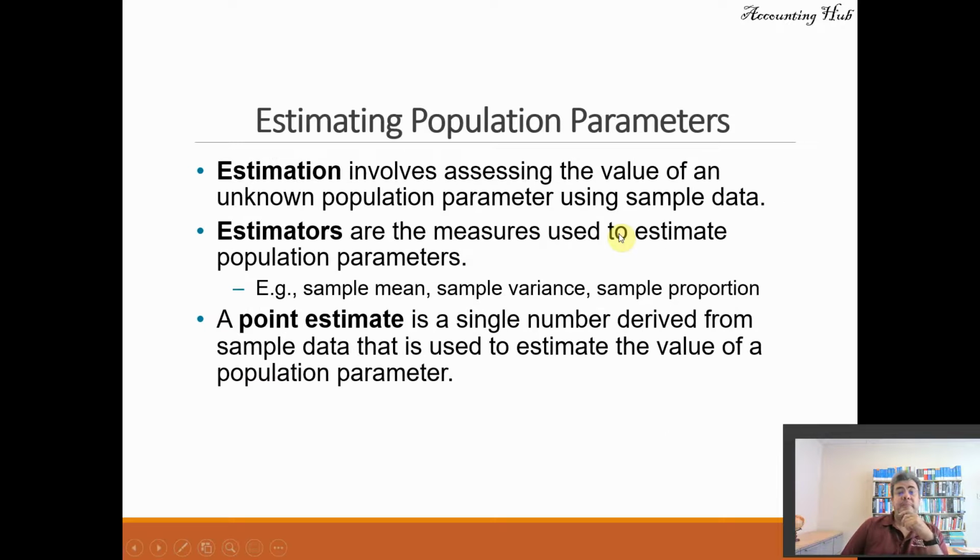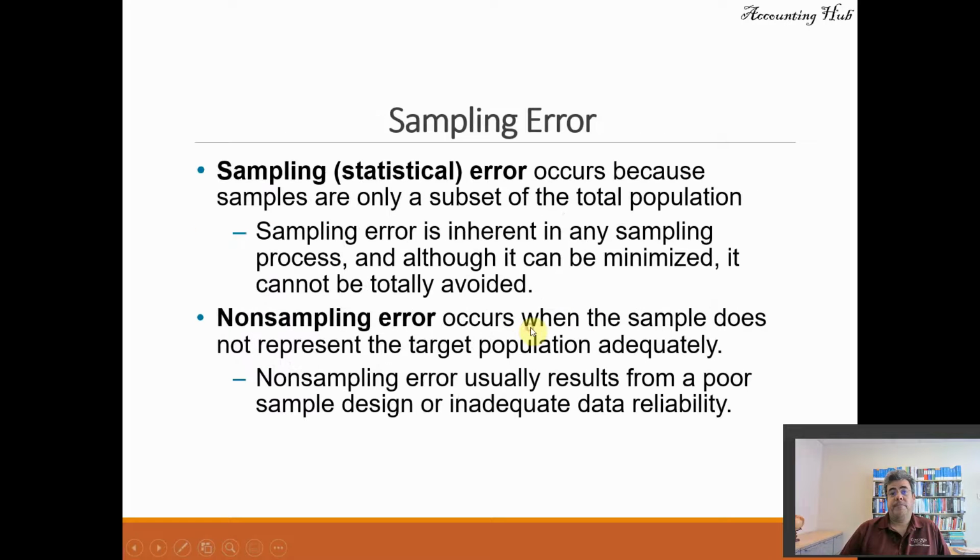And then when we estimate our parameters, it involves assessing the value of unknown population parameters using sample data. Estimators are the measures used to estimate population parameters, and a point estimate is a single number derived from sample data that is used to estimate the value of a population parameter.